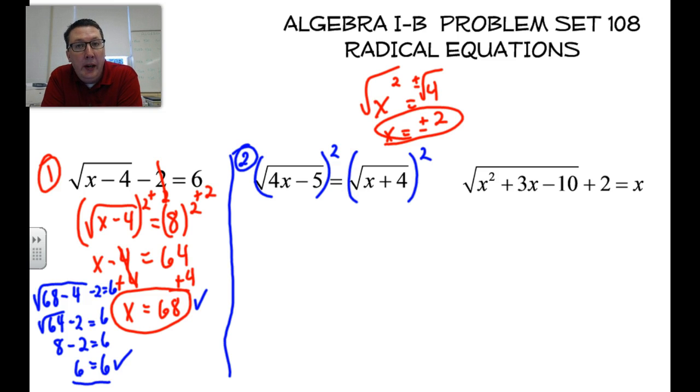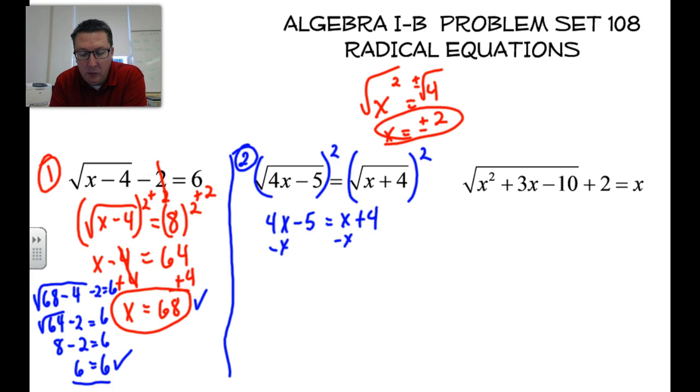Again, remember, when you square a square root, they cancel each other out. So on the left side, I'm left with 4x minus 5 equals, on the right side, square root's gone, I have x plus 4. Now again, we're down to a much easier problem. We're going to solve for x.